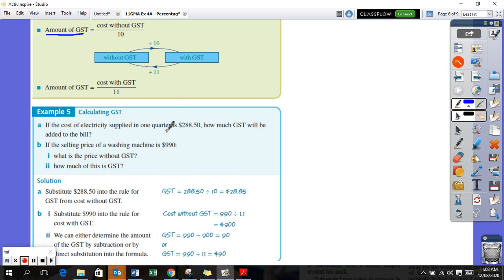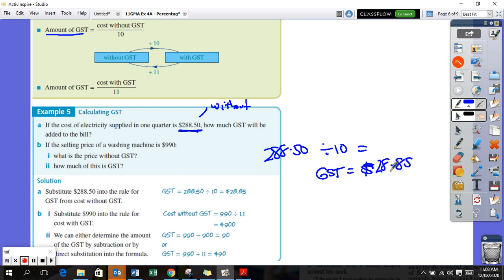The first one is an electricity bill, $288.50, and that's without GST. So to work out the GST, we're just going to go $288.50 divided by 10, and that means the GST is going to be $28.85. Okay, just that number divided by 10, that's the GST. Okay, then that will get added on to give the total amount of the bill.